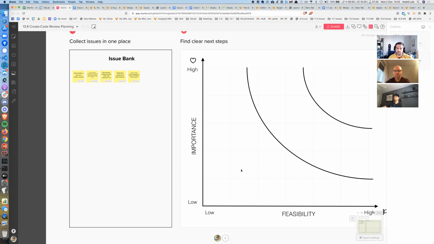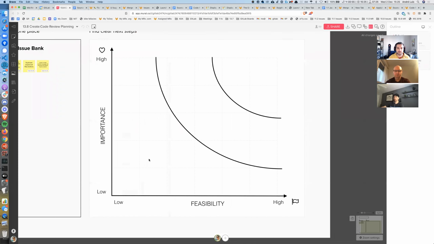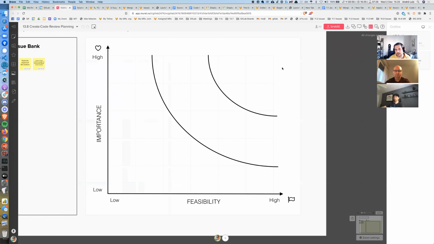Then we'll do the same thing for feasibility, and that's the other axis. And then we'll see more or less the ones that are higher here on this quadrant. Those will be the more important ones, but also feasible. And usually we grab those, take a screenshot, and put it on the asynchronous issue for planning. And that will just guide us to the actual scheduling.